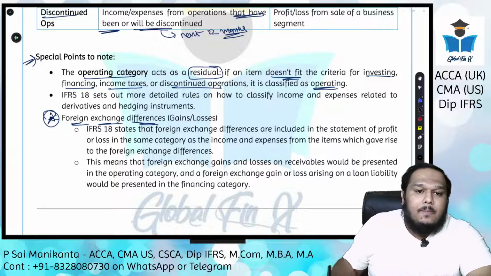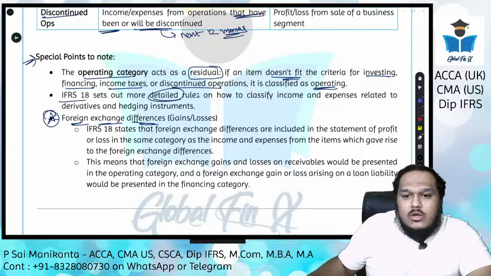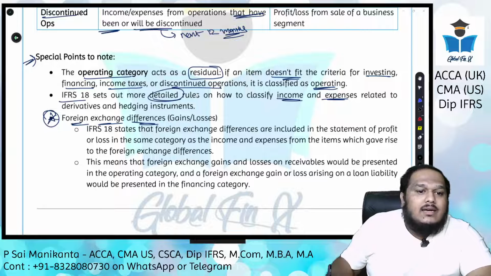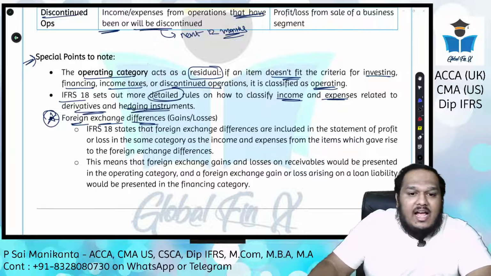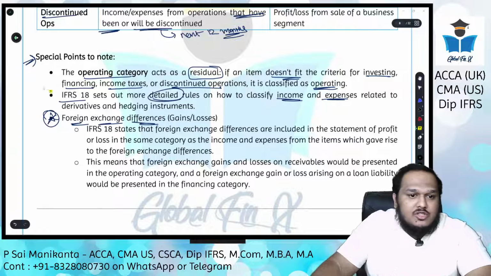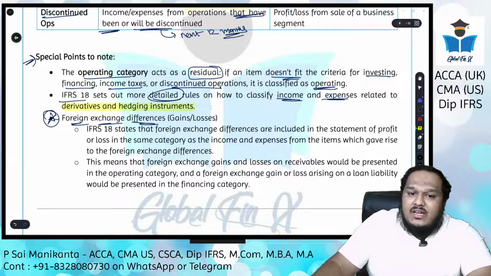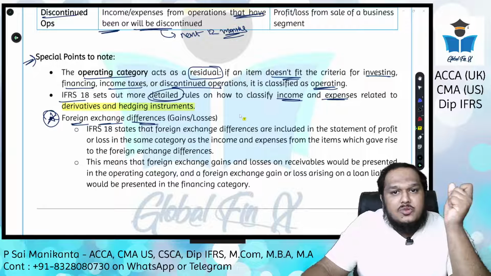Sometimes that happens. IFRS 18 sets out some more detailed rules on how to classify incomes and expenses related to derivatives and hedging instruments. Financial reporting students, don't even worry about derivatives and hedging instruments. SBR and IFRS students, you already know about that. Derivative instruments, hedging instruments are there.